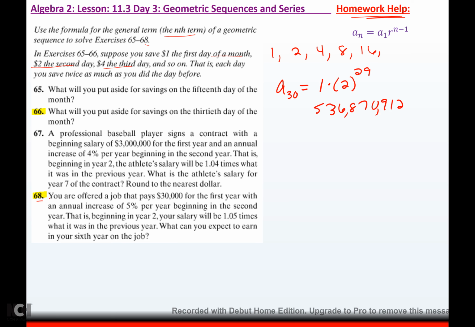68 says you're offered a job that pays $30,000 for the first year, so that would be A sub 1, with an annual increase of 5%, so that would be 1.05.